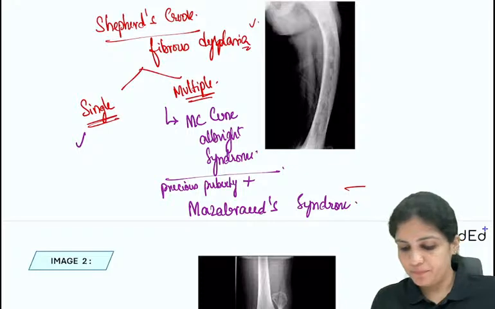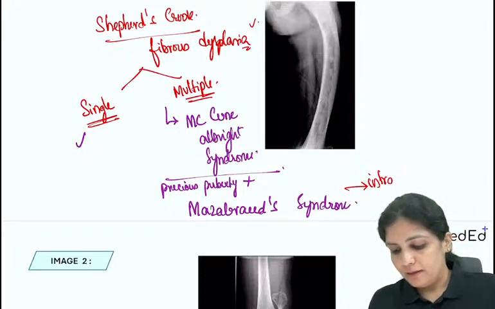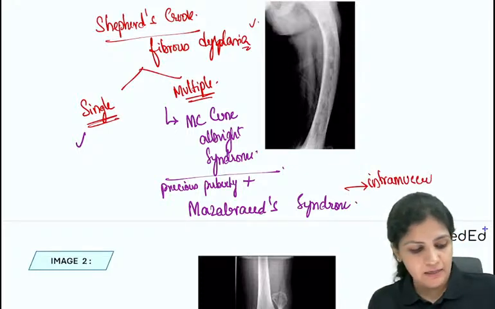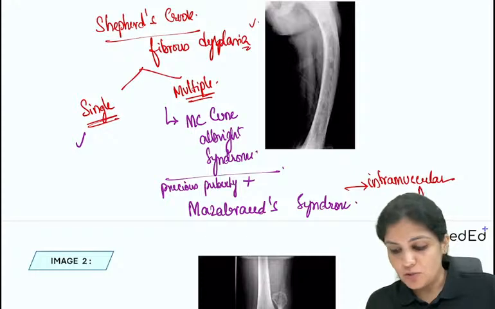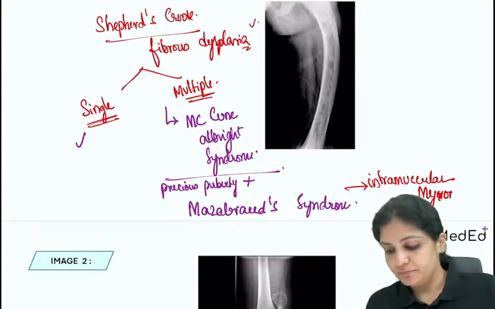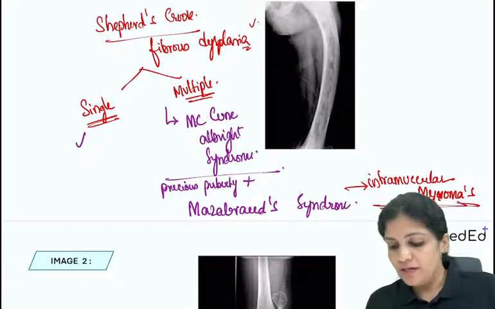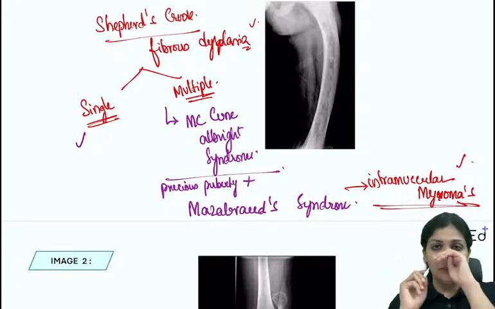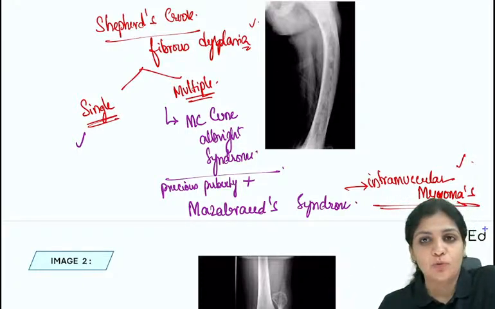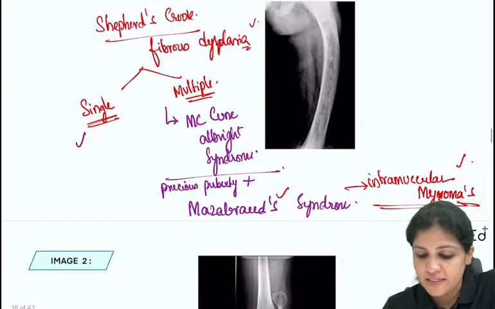Intramuscular myxomas. So intramuscular myxomas with this shepherd's crook deformity, whenever you see it, it is called the Mazabraud syndrome, right?